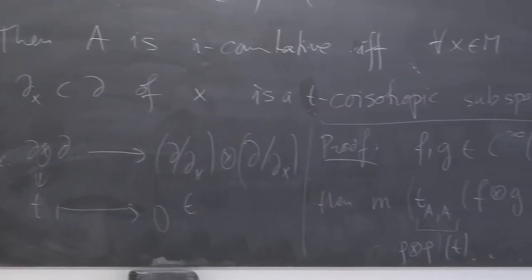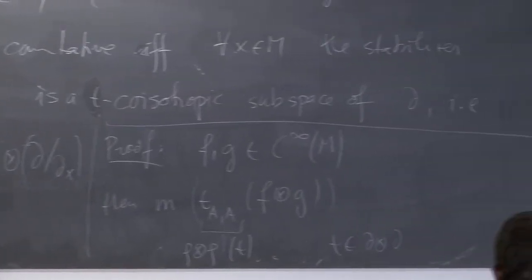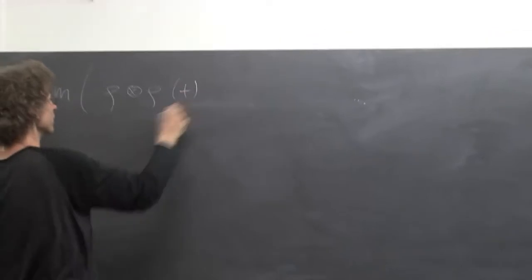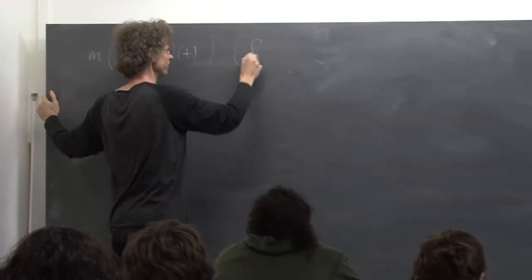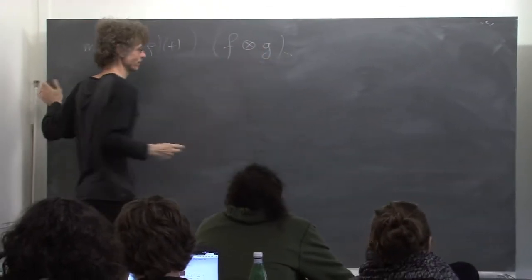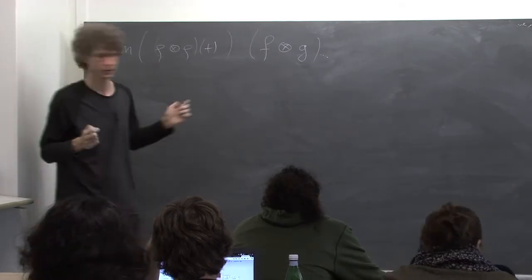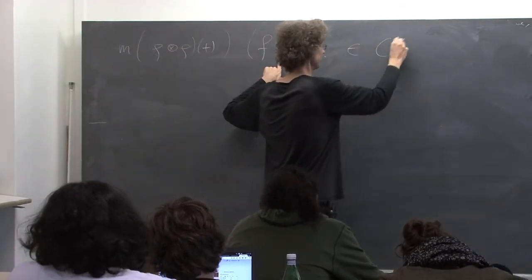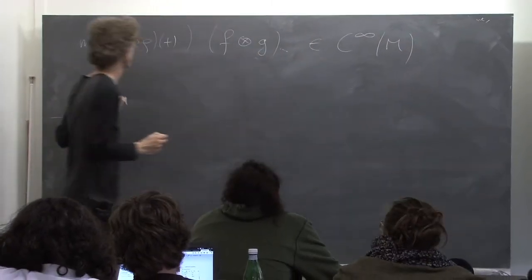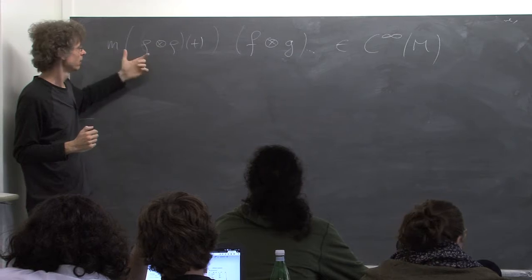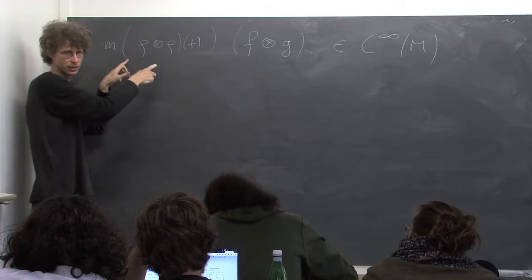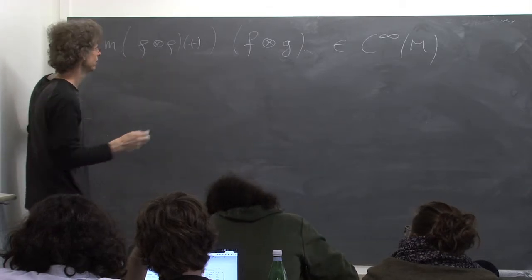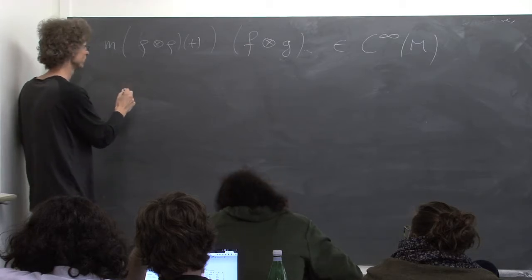So we have this m, which we apply on rho tensor rho of T, and all of that we apply on f tensor g. The outcome should be a function, right? So it's again in C infinity of M. And the idea is now to make the composition here. So what is really happening there?